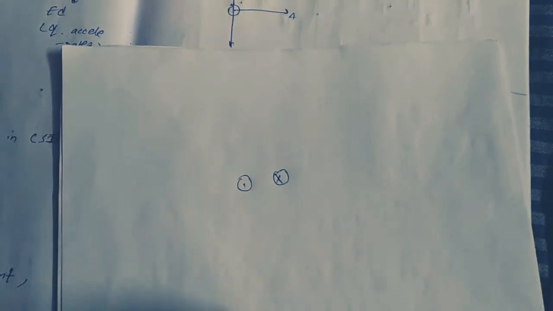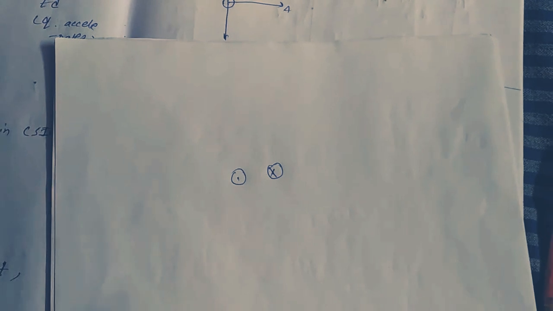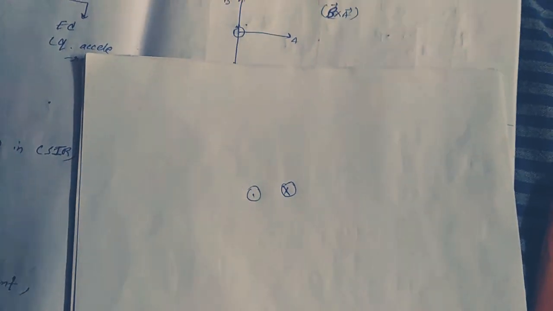Now you have to be familiar with two symbols, this and this. This is the direction of upward magnetic field, and this is the direction of into the page, the direction of magnetic field.